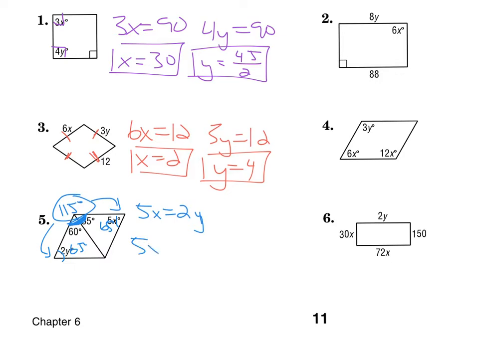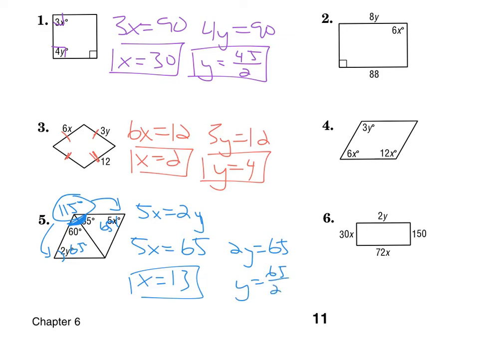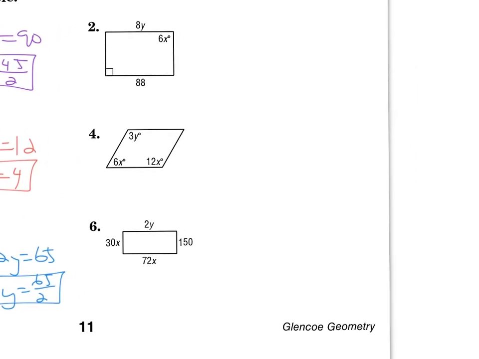So now I have better equations. I've got 5x equals 65, and 2y equals 65. So I can solve both of those. x equals 13. y equals 65 over 2. If you wanted to give me 32.5 for y, that is fine as well.